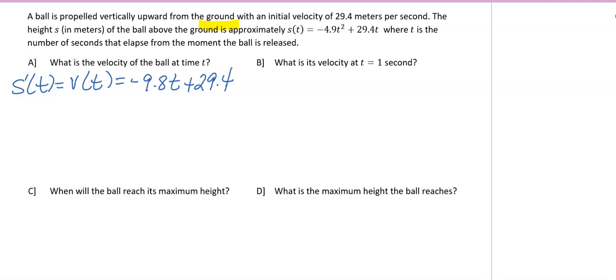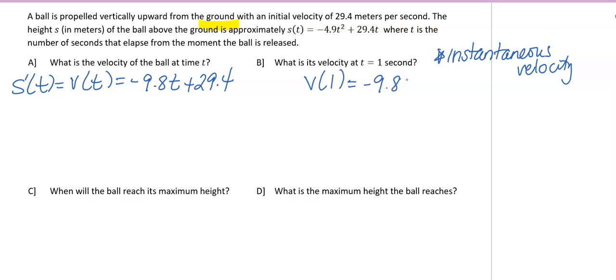But part B wants the velocity at t equals 1 second, so we want v of 1. This is known as the instantaneous velocity. So v of 1, let's plug it in. Type that into the calculator. By magic, that is 19.6. And that should be in our velocity. It is meters per second.